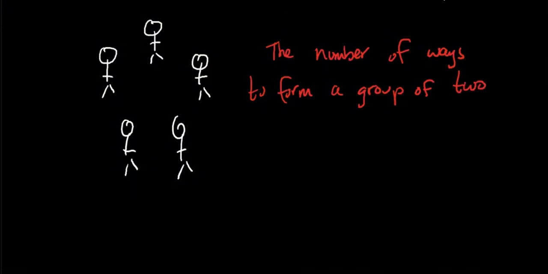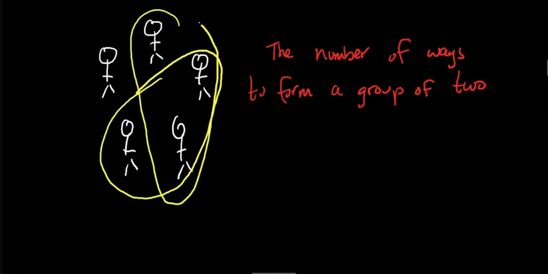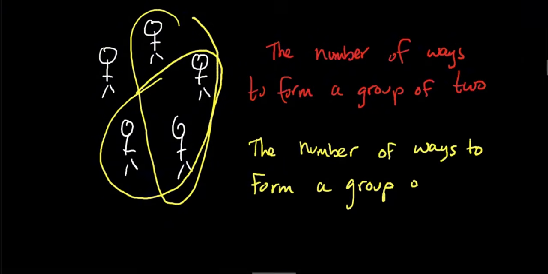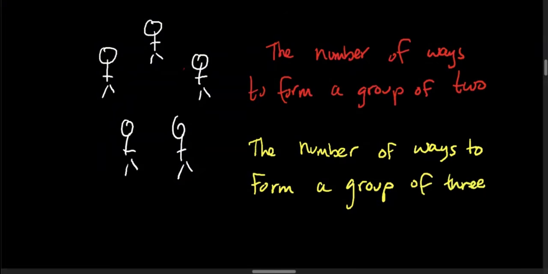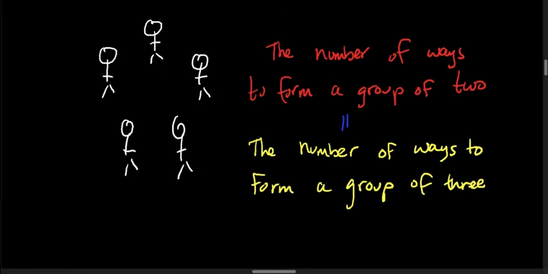But consider also the number of ways there are to form a group of 3 people. So here's one group, here's another group, and so on. So then we have another quantity, the number of ways to form a group of 3. I don't know what either of these numbers is, but one thing I can be certain of is that these two quantities are identical. Why is that?